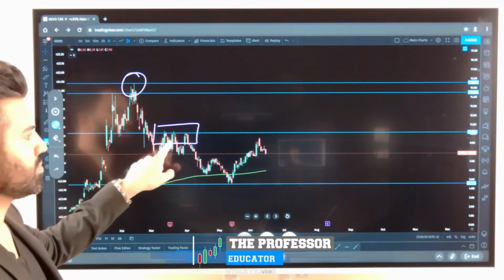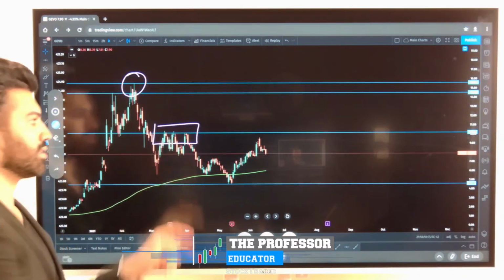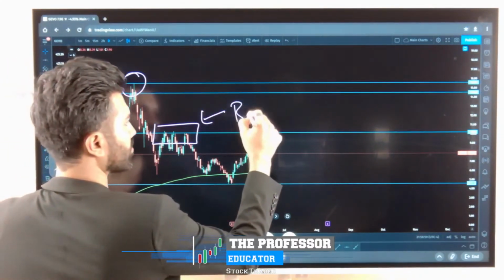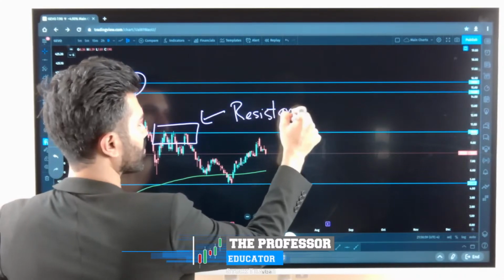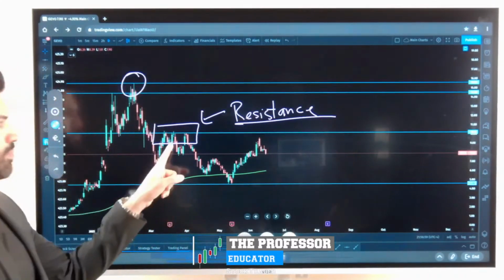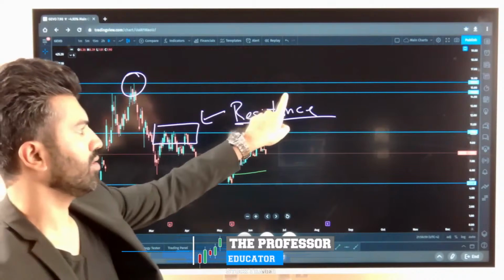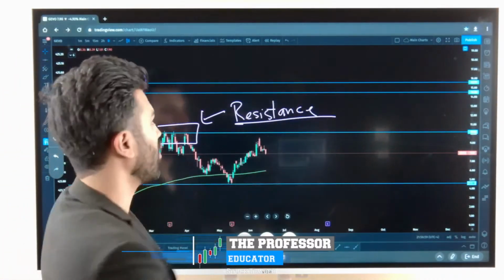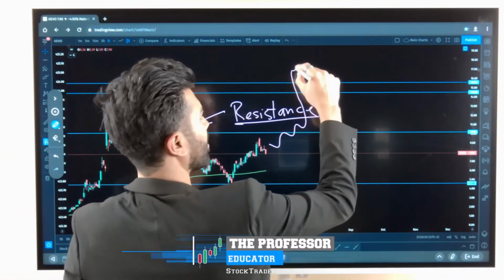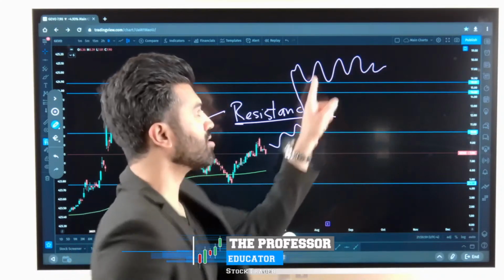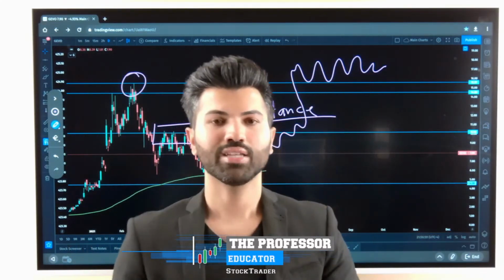Look at this level. You have to keep in mind, once it breaks through this next level, it could keep going. Once you see it start consolidating, you can get out.